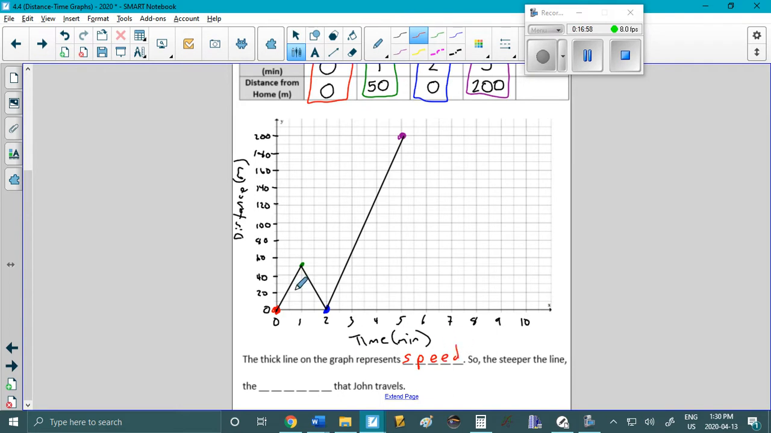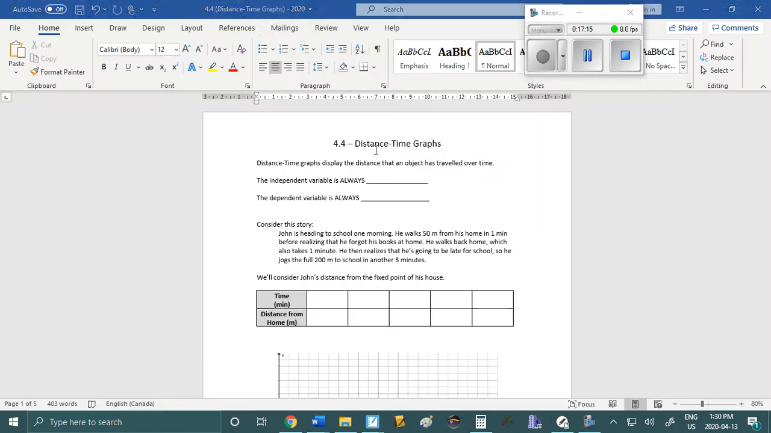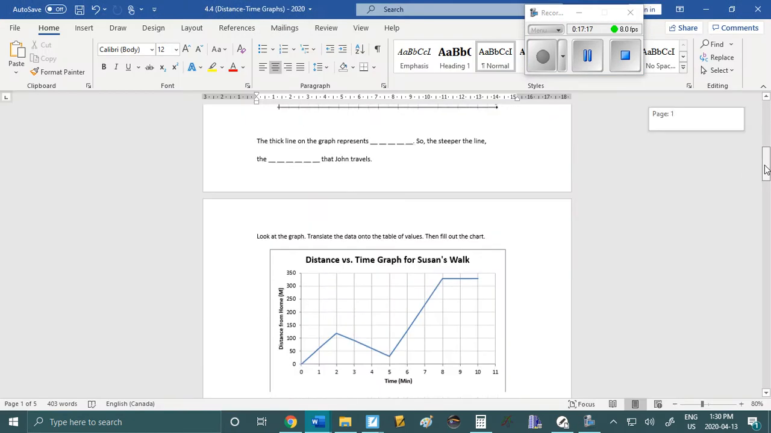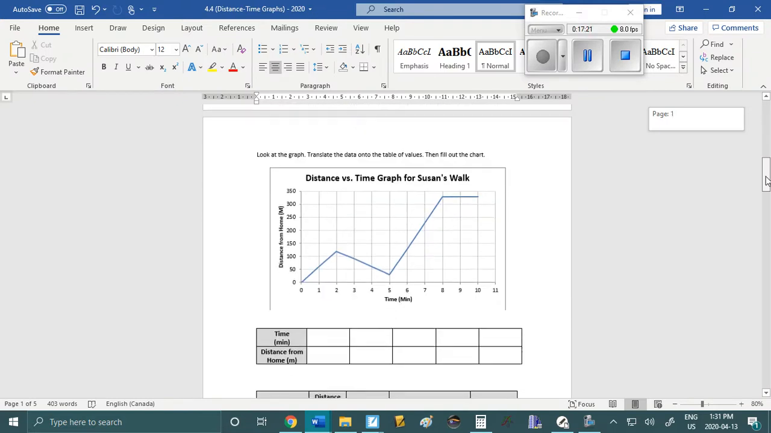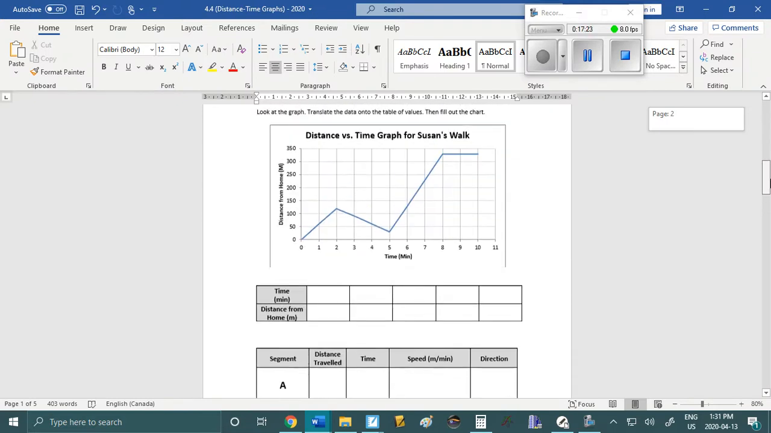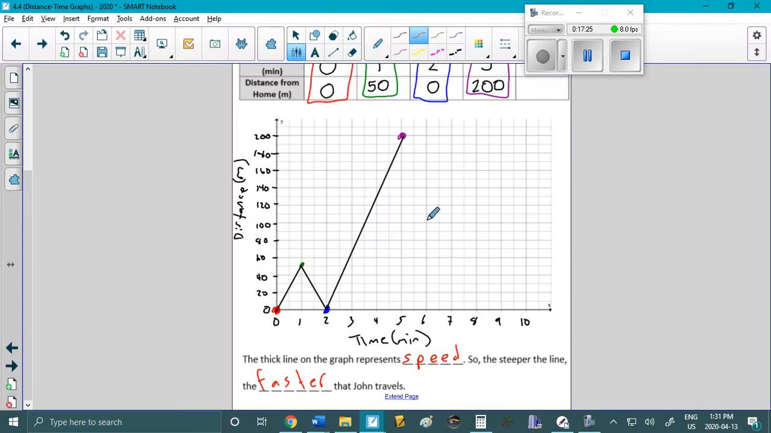Okay, now, what does it mean if a line is steeper? So if a line goes up faster, then that means that this guy, John, is traveling faster. Okay? So this is on your handout again. If I can switch over to it somehow here. So here we go. And that's it for the first part. Okay? So I have one more question that I'm going to do with you, where we do everything together. This is just kind of the basic stuff.